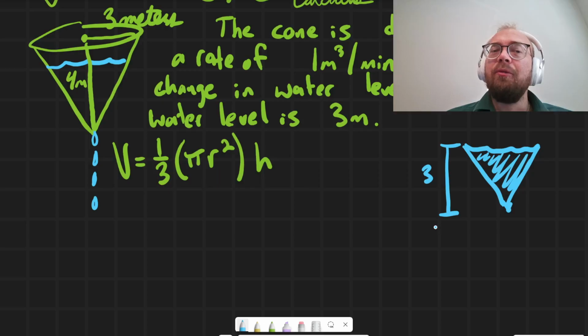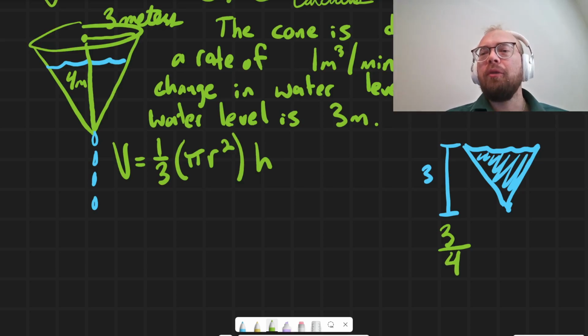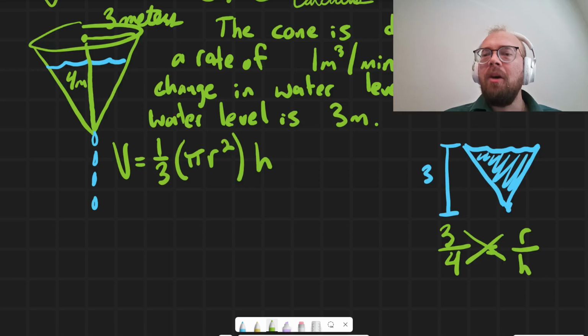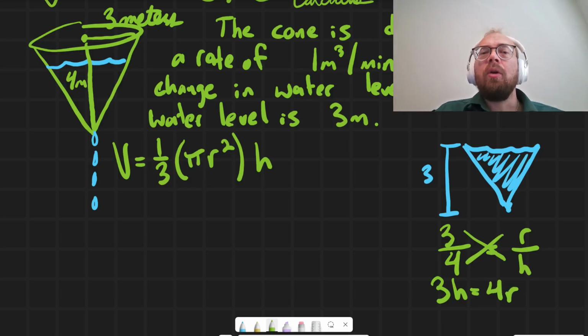So in order to avoid doing product rule, what we do is we set up a ratio. So we know that when it's completely full, it has a ratio of 3 to 4. 3 for radius, 4 for height. So that ratio represents the ratio of the radius to the height. And if we multiply these out, we would get 3h is equal to 4r. And then we can solve for either r or h.